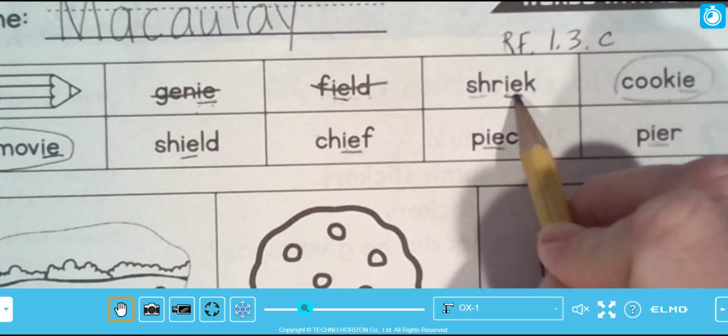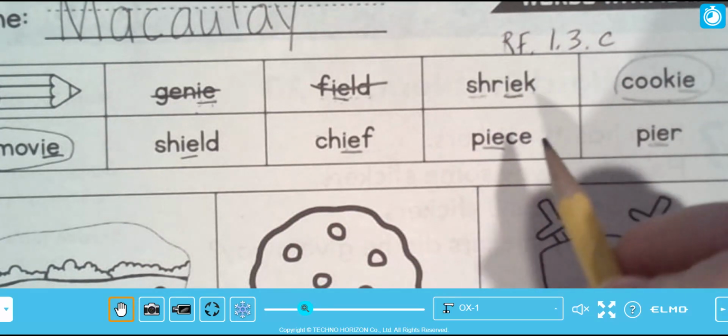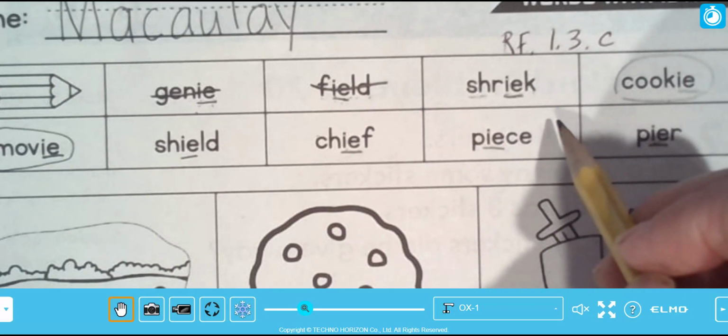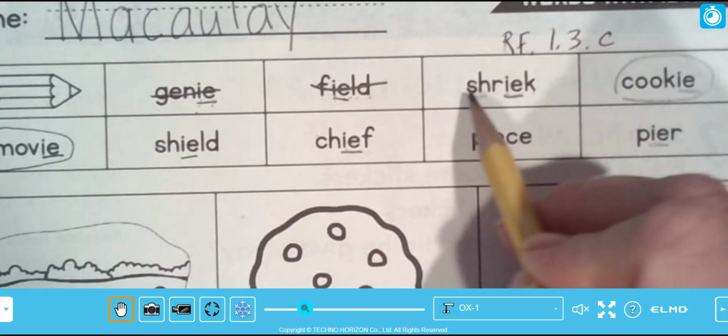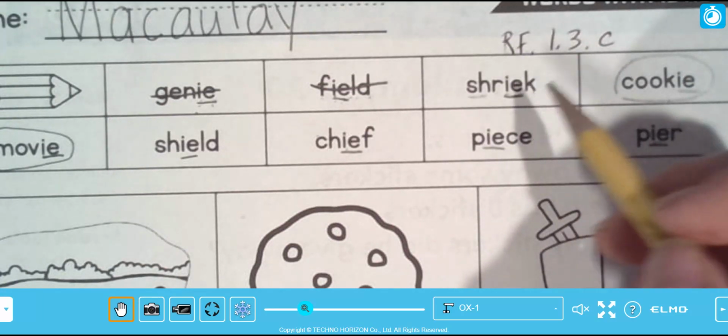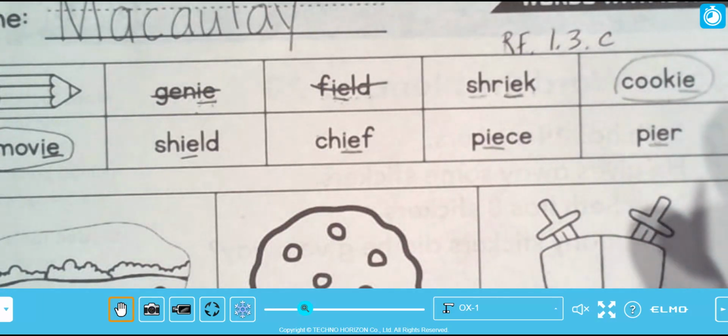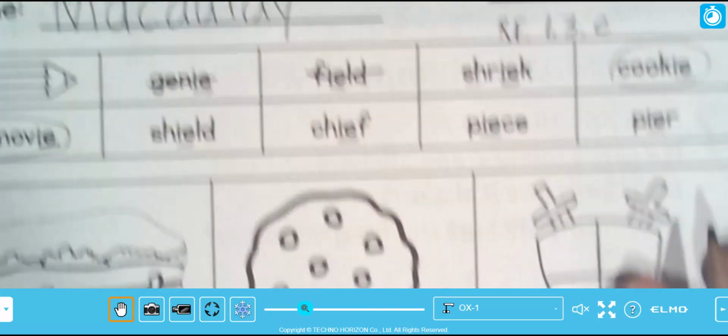R, eek. What's the word? Yes, it's the word shriek. Shriek means like to yell out in a screeching kind of yelling. So let's see if we can't find shriek.